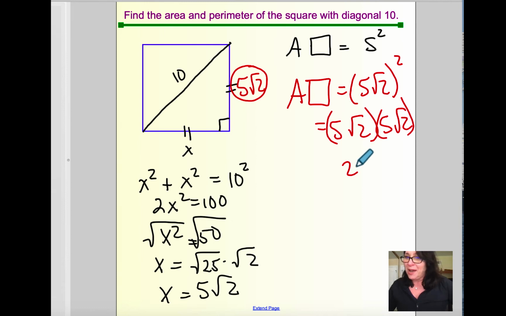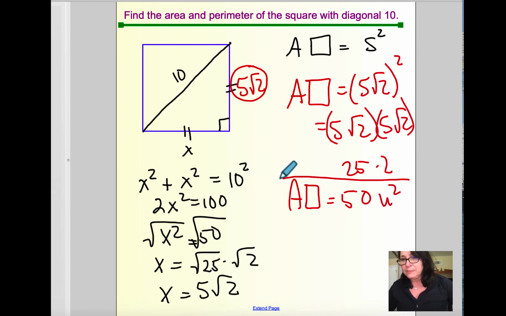And that's 25 times 2, yep, you guessed it, 50. So that's the area of this square, and this is units squared. The last part of this problem is asking me for my perimeter.